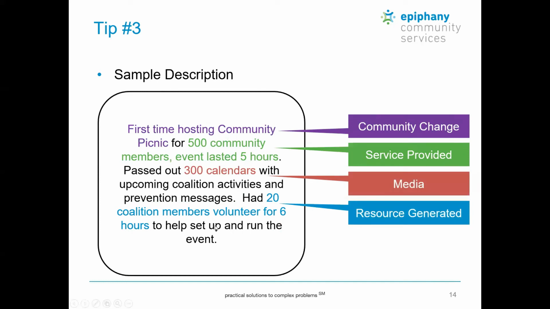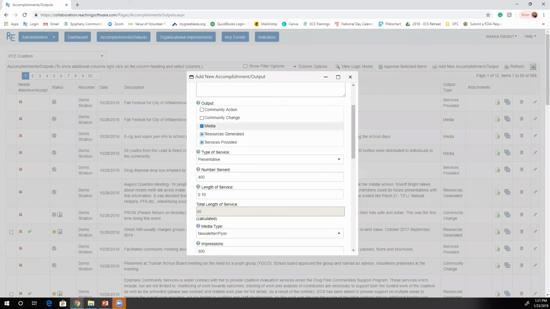And that's a lot of times where people get tripped up in Reach 2 when they might not know how to enter things. They'll just put it in as one thing when it actually could be, like in this case, 4 different outputs. So just make sure that you're taking that step back and looking at your entire event that you're recording, because it could be more than one output.